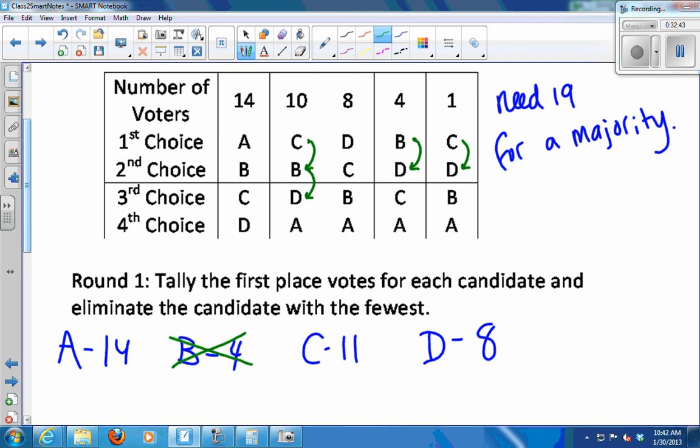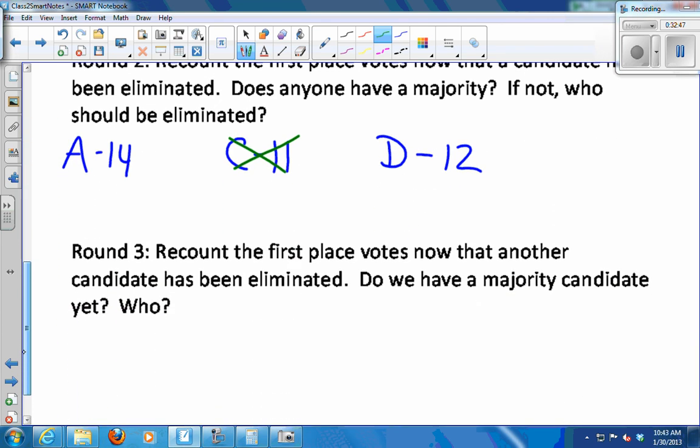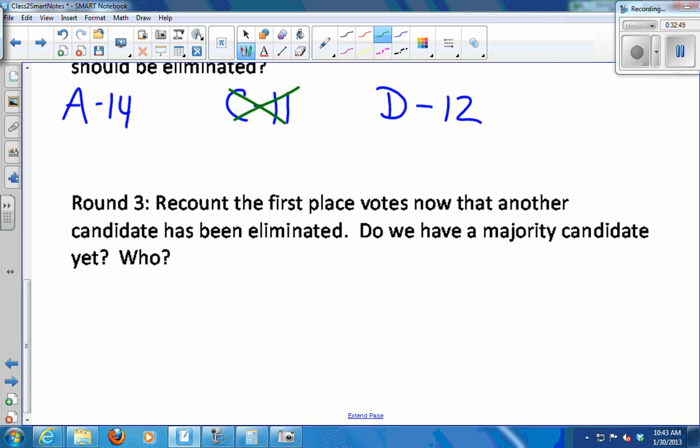So now we're in the 3rd round. Now, yep. Third round is recount the first place votes. A still has 14. C is gone. D has its original 12 plus the 11 that C used to have. So that's 23.